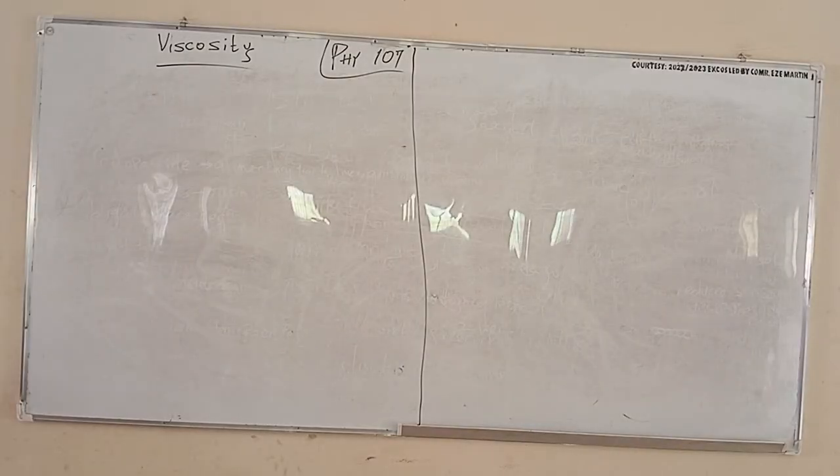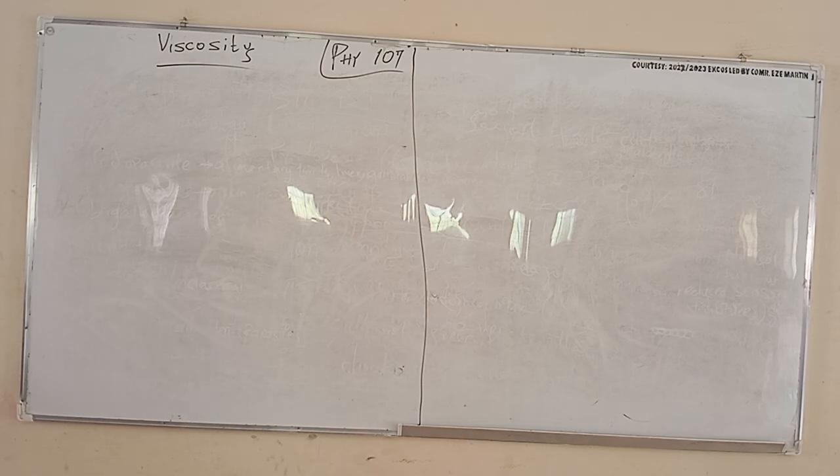So viscosity. You say that viscosity is the measure of resistance offered to the flow of fluids. We know that fluids are things like gases and liquids. Another name for viscosity is fluid friction.